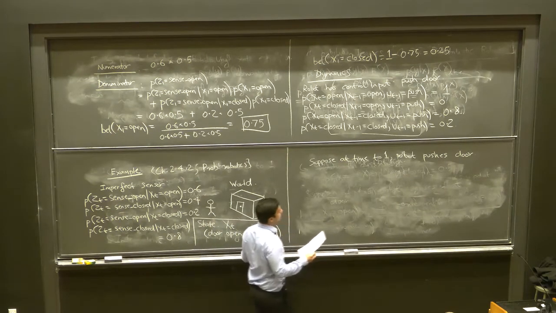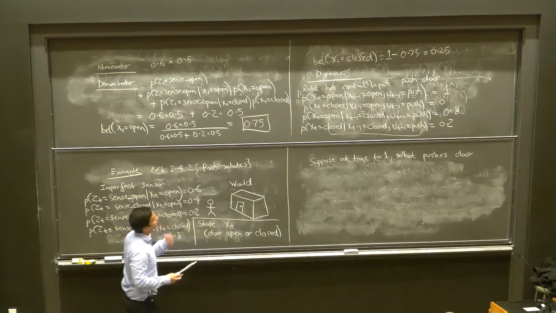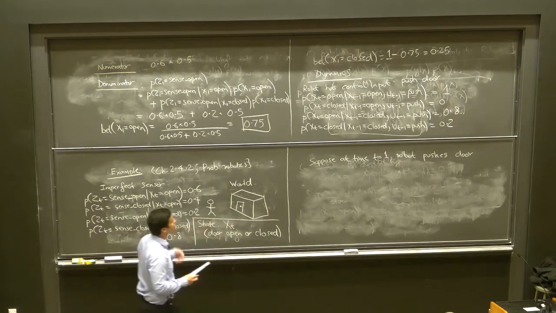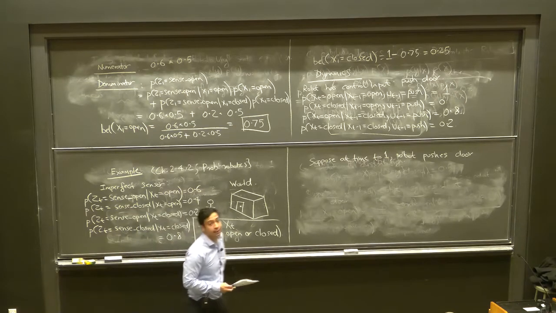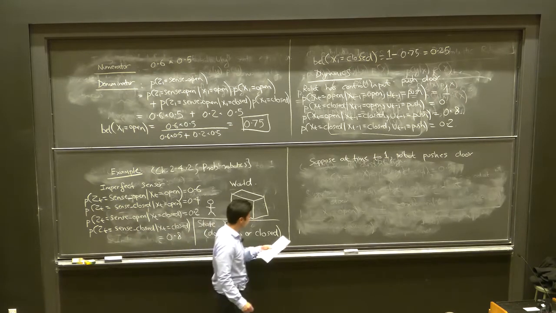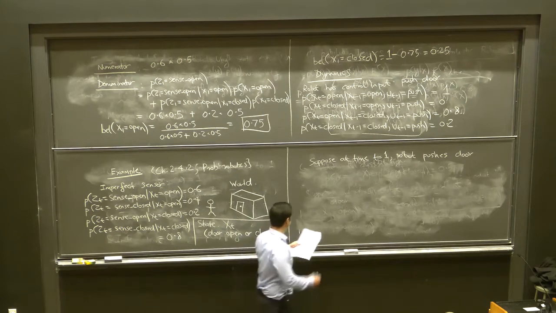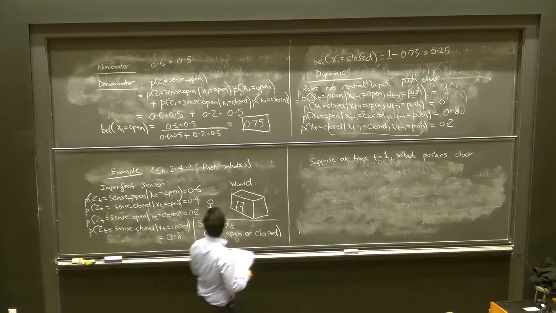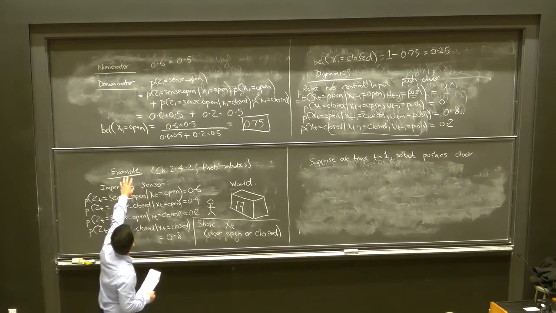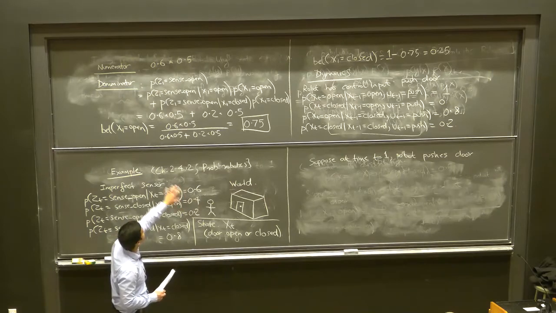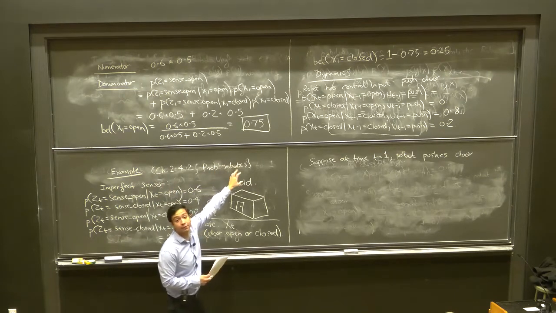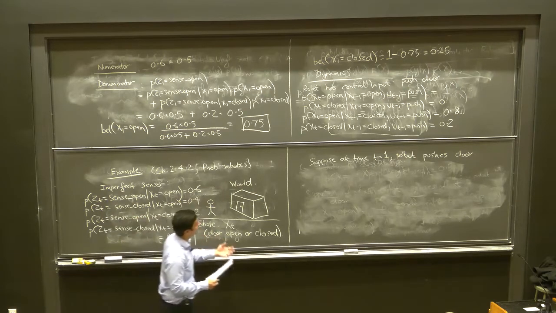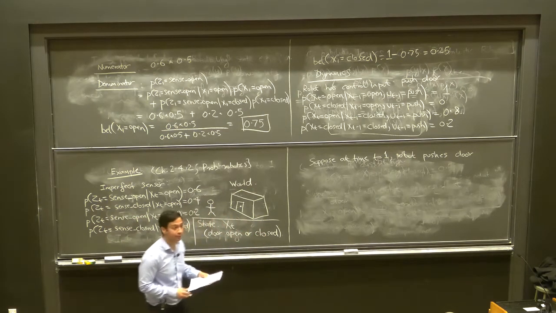And so the question is, how can it update its belief about whether or not the door is going to be open or closed once it's taken this action? Just to recap, before it does this, the robot assigns a probability of 0.75 to the door being open, 0.25 to the door being closed. So now it pushes the door. Now it needs to update its belief.